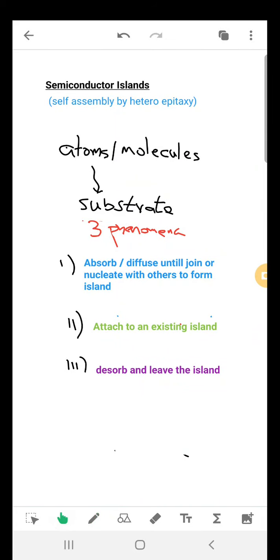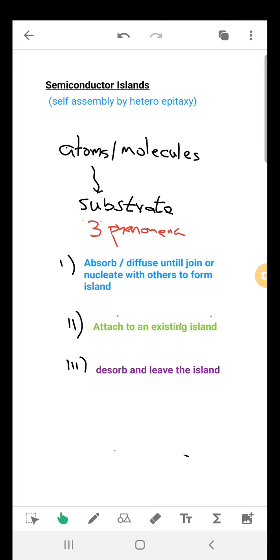Hello students. Today we are going to discuss semiconductor islands, which are basically self-created by assembly, by epitaxy. Now, when an atom or a group of atoms, in terms of molecules, hit the substrate, there are three things that can happen.